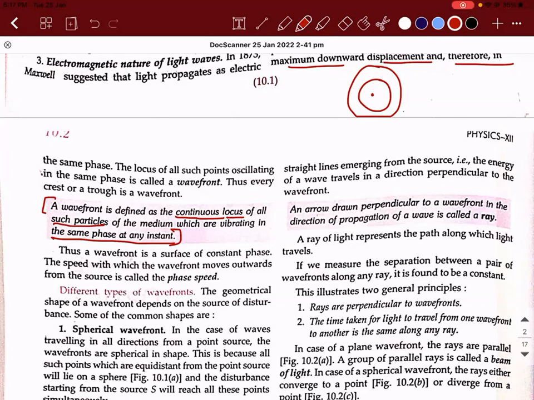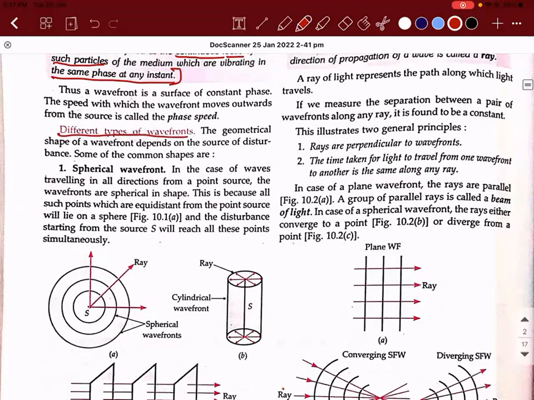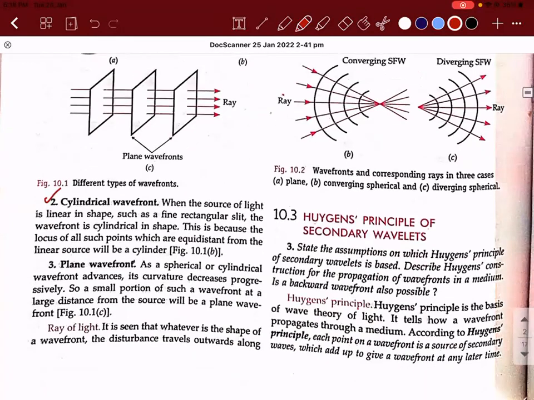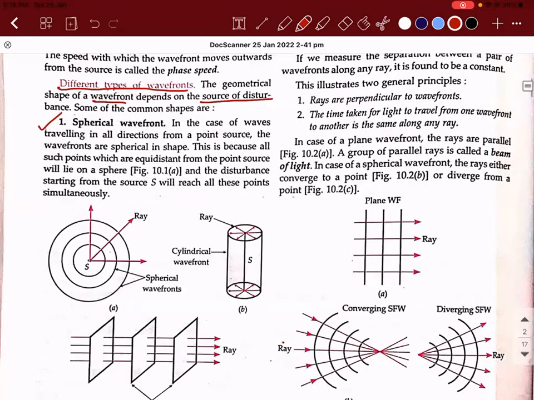Okay, now let me explain how the different types of wavefronts are going to occur. The geometrical shape of a particular wavefront, for example, the stone created circular wavefronts. Similarly, depending on the source of disturbance, there is something called a spherical wavefront, a cylindrical wavefront, and a plane wavefront. So what is a spherical wavefront?